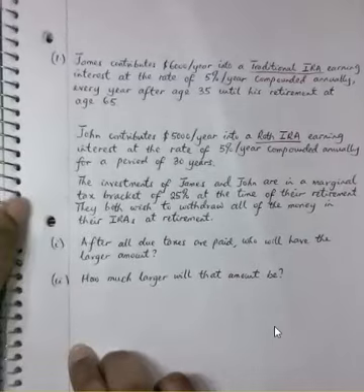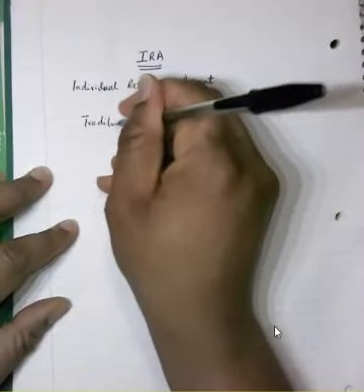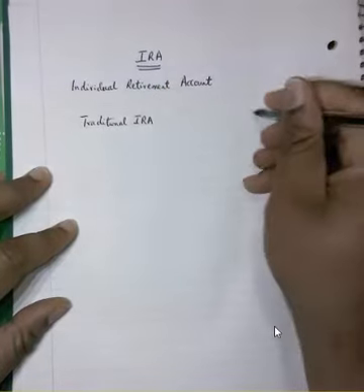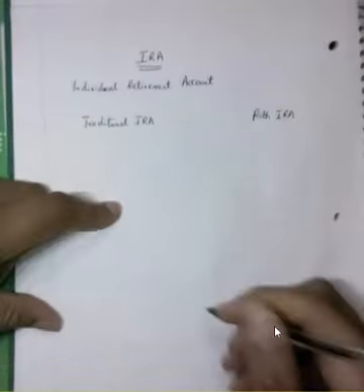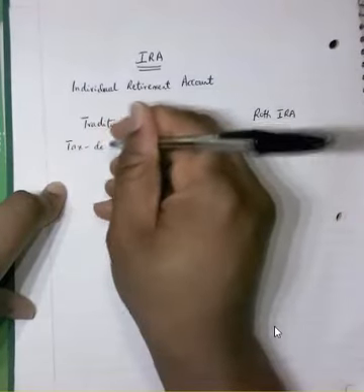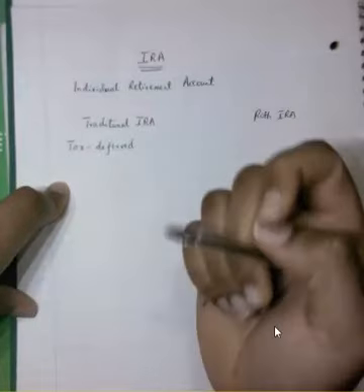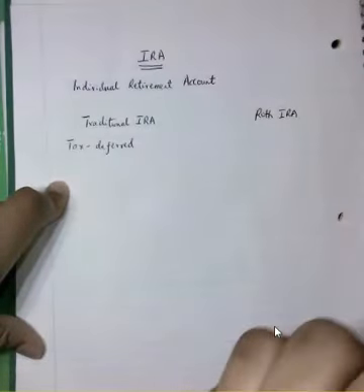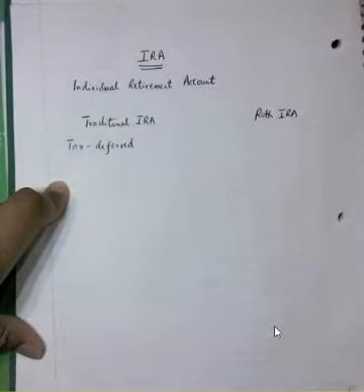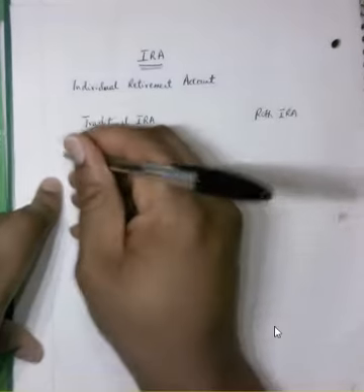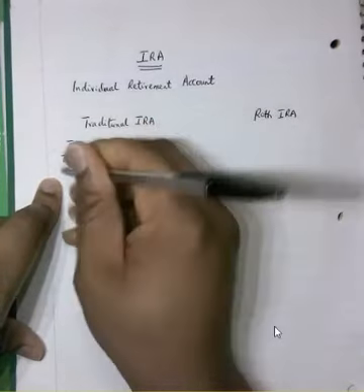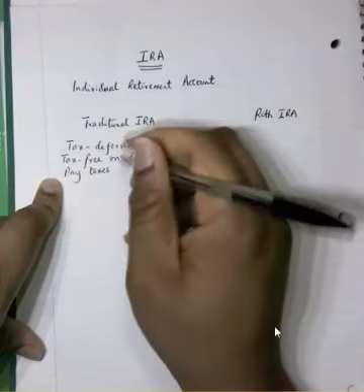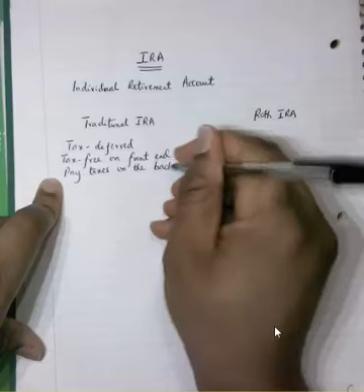Okay, so let's look at what they mean, the traditional IRA and the Roth IRA. Let's start with the differences. With the traditional IRA, it's tax deferred. What we mean here is that when you contribute money, you don't pay tax on the front end, but when you now want to withdraw it, you pay tax. Okay, tax free on the front end, pay taxes on the back end. So that's the main difference here.